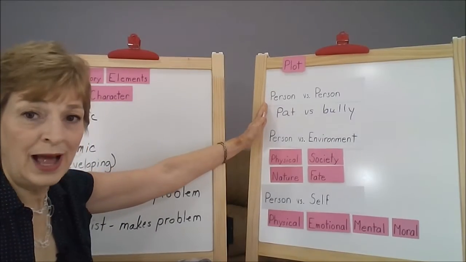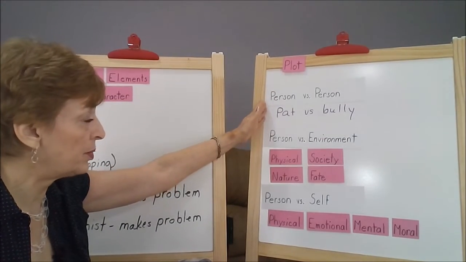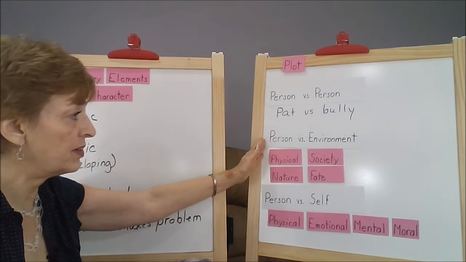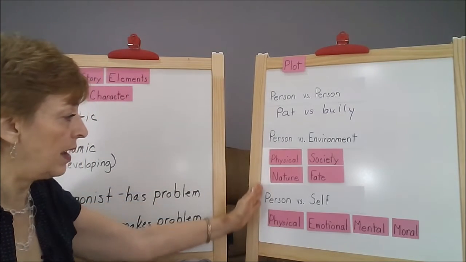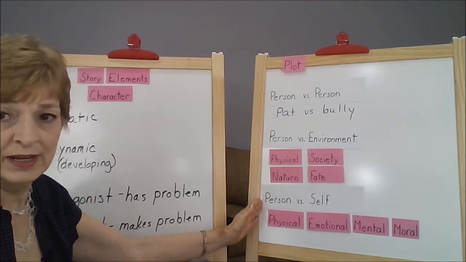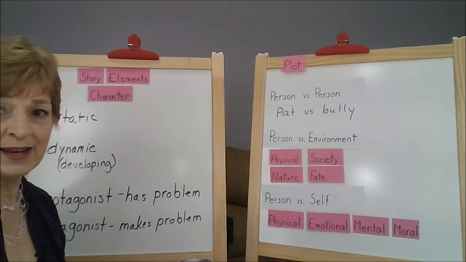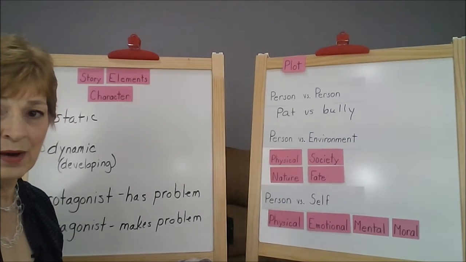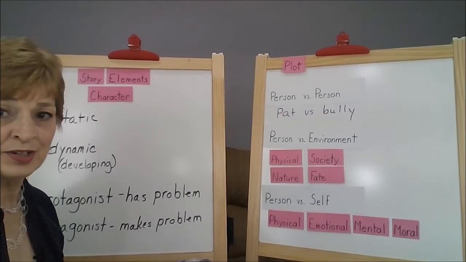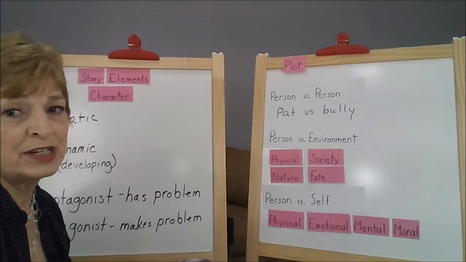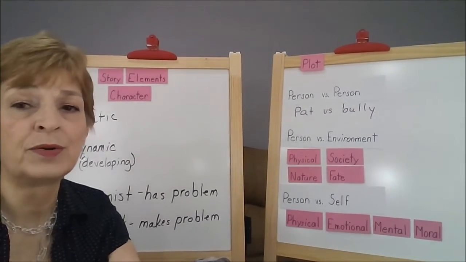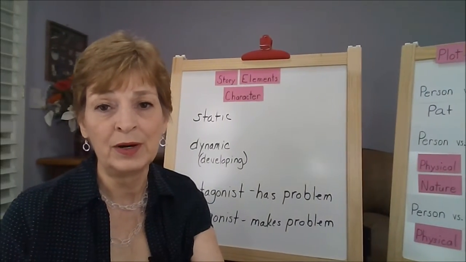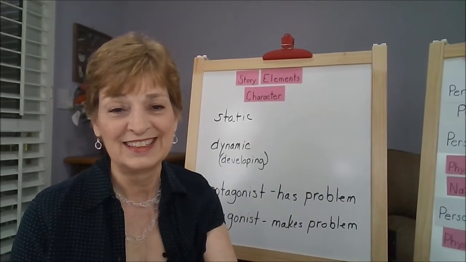So we've talked about plot, conflict here, person versus the environment, and person versus self. And that conflict then is definitely the problems that the characters must face. So let me shift over here and go to another element of the story, which would be character.